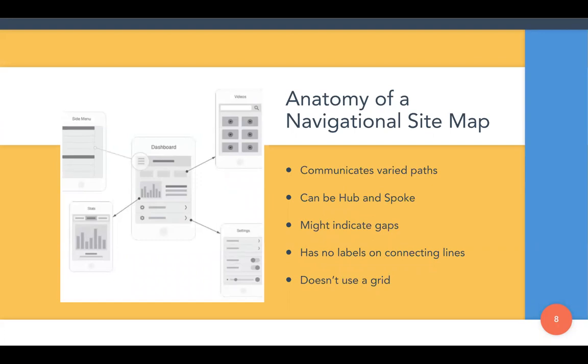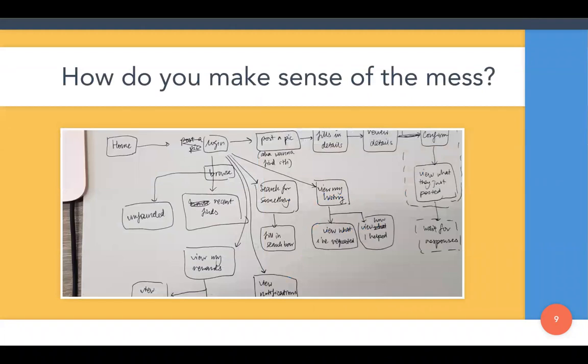It communicates varied paths, and it has no labels on connecting lines. So it shows you where you could possibly go, but it doesn't necessarily give you the most specific direction. And it doesn't use a grid, or it doesn't have to use a grid. And those are ways visually that you could understand what a sitemap is, what type of sitemap it is, and if it is a flowchart or not. So how do you make sense of this mess?